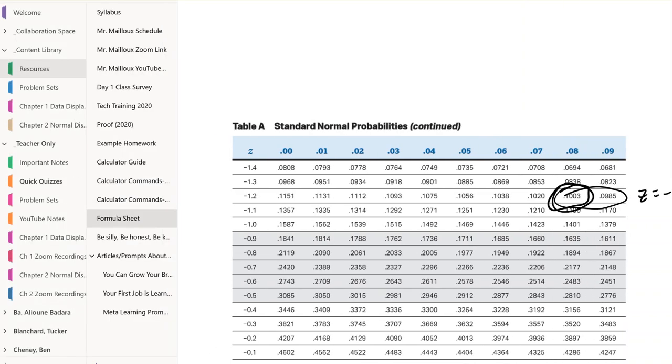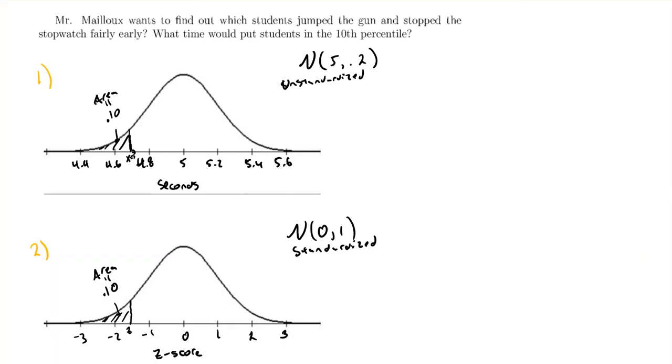And I'm going to go back to my table now. So I got negative 1.28 for my z-score. Well, I'm going to reverse engineer to get my value now. So, again, this is now stage 3. I'm going to use the fact that z is equal to value minus mean over standard deviation.